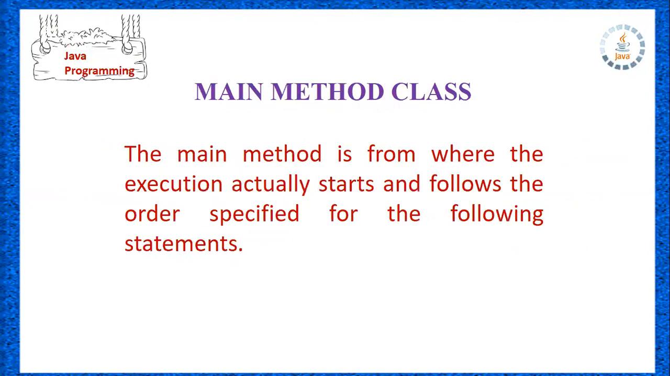The next one is the main method class. The main method is where the execution actually starts, and it follows the order specified for the statements. Every Java standalone program requires a main method as its starting point. This class is the essential part of a Java program. The main method creates objects of various classes and establishes communication between them. On reaching the end of the main method, the program terminates and the control passes back to the operating system.